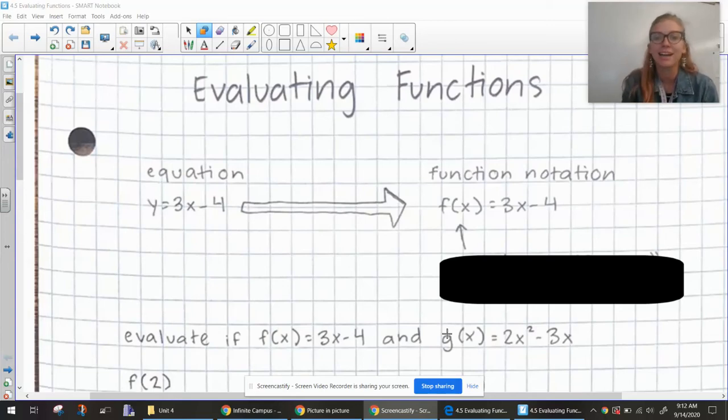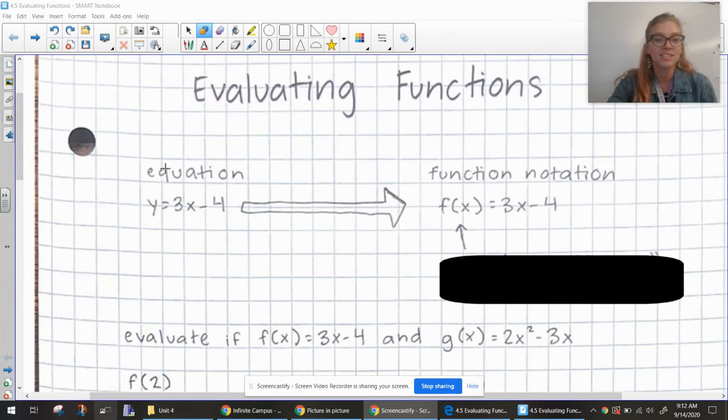Today we're going to talk about evaluating functions. So in our last lesson, we learned what a function is. A function is a special kind of relation in which every input has exactly one output, or every x value has exactly one y value. When we have an equation that is a function, we write it using something called function notation. And that tells whoever's looking at the equation that this is a function and that whatever the input is will give me one specific output.